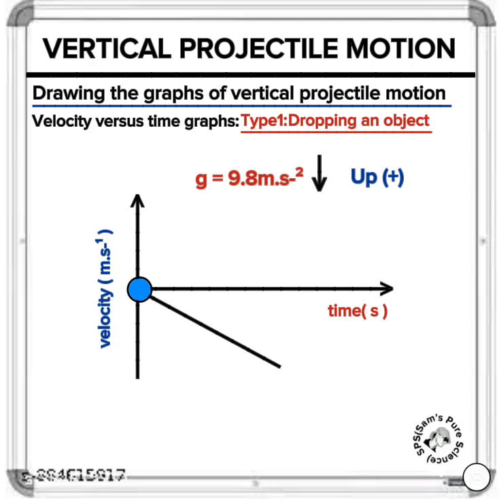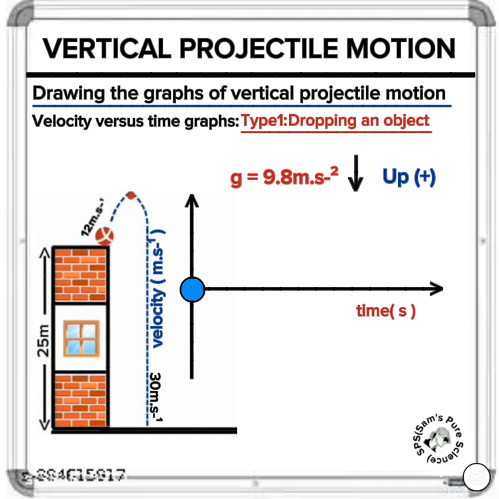Now let us draw the graph of this object. The object is thrown vertically upwards with a velocity of 12 meters per second and it hits the ground with the velocity of 30 meters per second after 10 seconds. Now draw the graph. Choose down as positive. When downward direction is positive, our gravitational acceleration is going to be positive. Therefore, our graph is going to have a positive slope. This time, the graph is not going to start at the origin because the object is not dropped at rest. It is going to start at 12 meters per second.